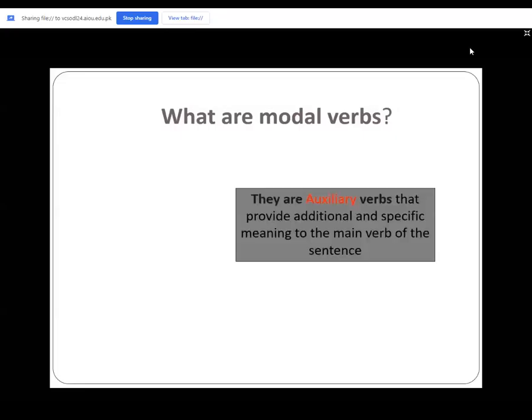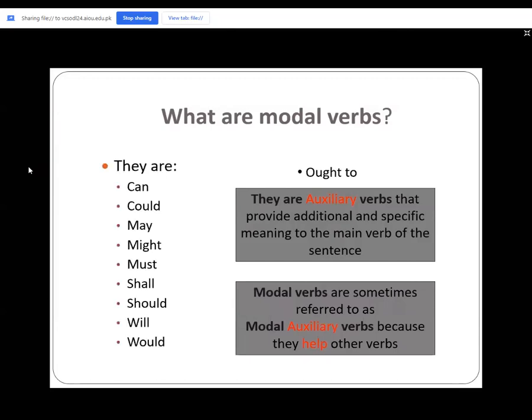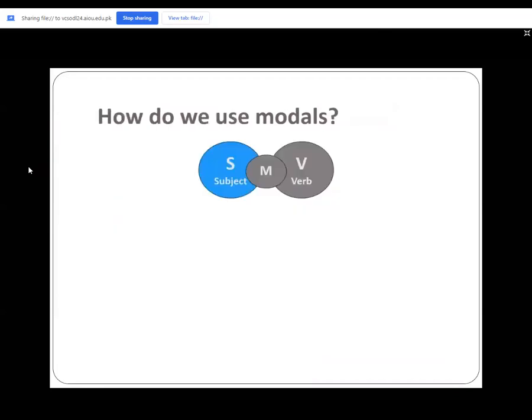What are modal verbs? They are auxiliary verbs that provide additional and specific meaning to the main verb of the sentence. They are sometimes referred to as modal auxiliary verbs because they help other verbs. Most of them are given on your screen: can, could, may, might, must, should, will, would, ought to. How do we use modal verbs?